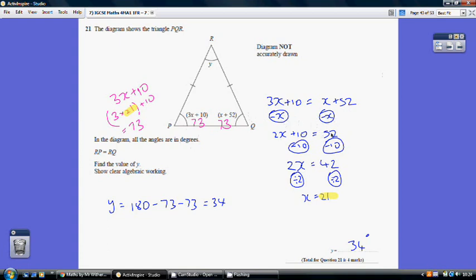So 2x plus 10 equals 52. Then subtract 10 from both sides. We get 2x equaling 42. Halve this, we get x being 21.